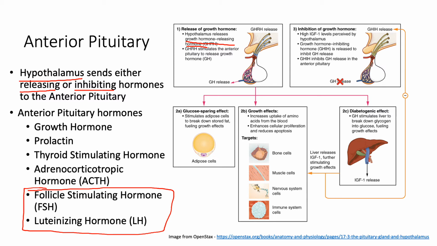Now, if the hypothalamus says no, we're going to inhibit the release of growth hormone, then growth hormone will not be released from the anterior pituitary. So this process is the same for all of these hormones, right? If the hypothalamus says yes, release it, then it will be released from the anterior pituitary. If the hypothalamus says no, it inhibits the release, then those hormones would not be released by the anterior pituitary.